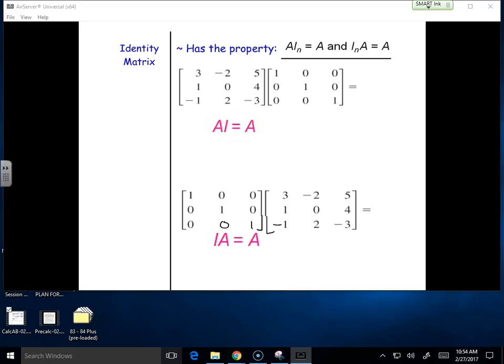And the identity is not just special because any matrix multiplied by it will turn out to be the same thing, but it's also special because it doesn't matter the order that you multiply by the matrix. If the identity goes first or if the identity goes second, the result will be the same.